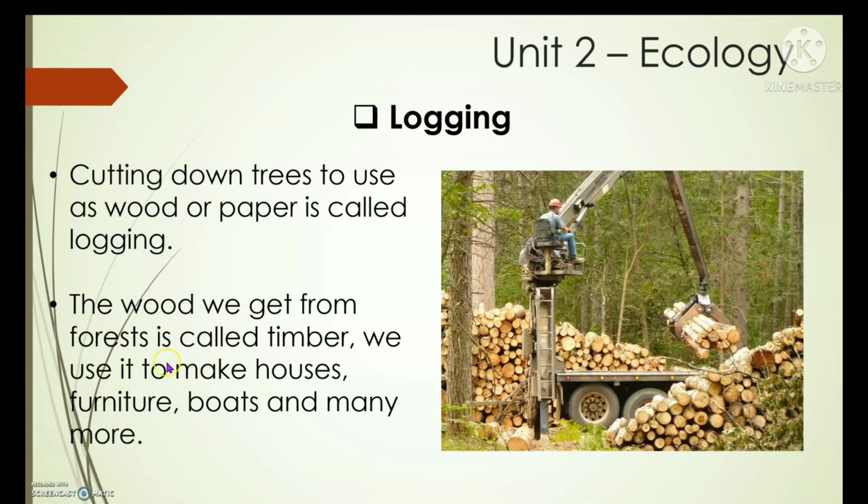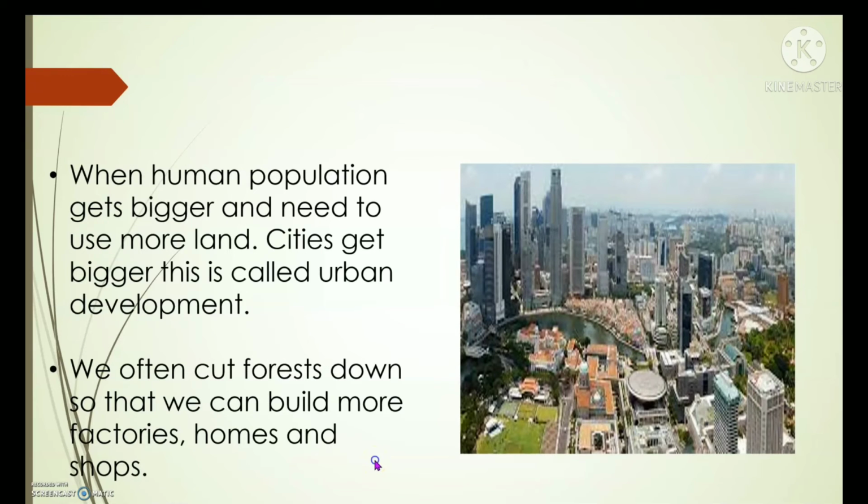Okay, the wood we get from forests is called timber. We use it to make houses, furniture, boats, and many more. So the wood or the trees that we cut is called timber. Everybody, timber. Very good. So timber is what we use to make houses, furniture, and many more. Okay?